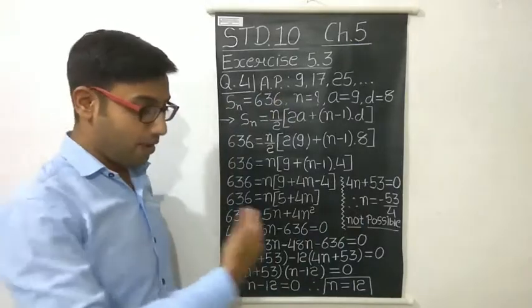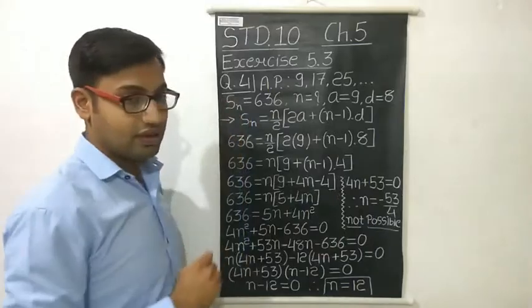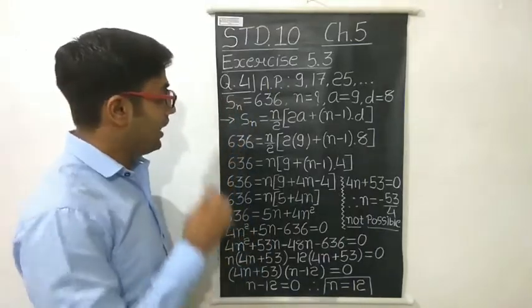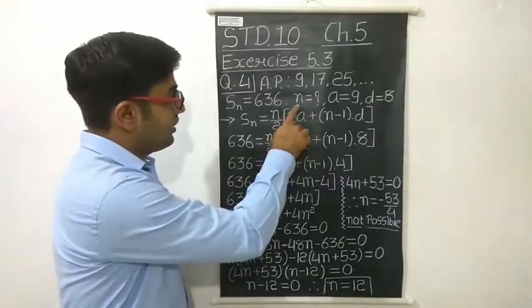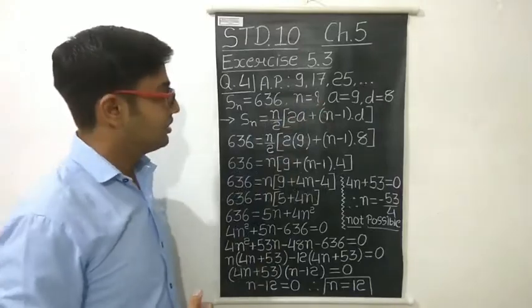We don't know how many numbers will be added here, right? How many numbers are added here, that we don't know, and that we have to find out, that this addition is of how many numbers, right?